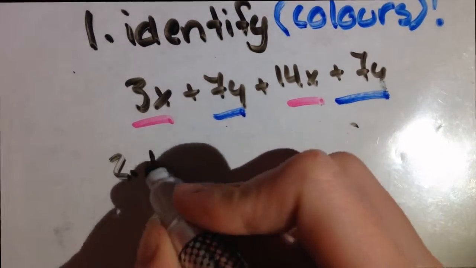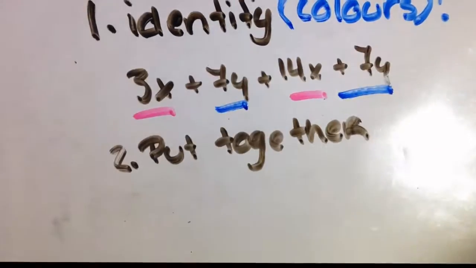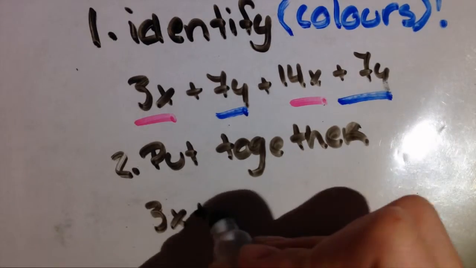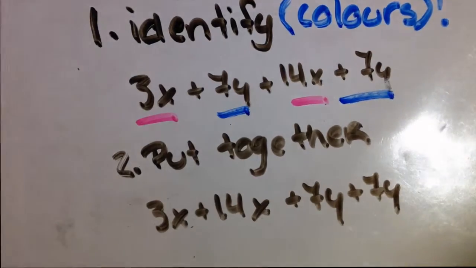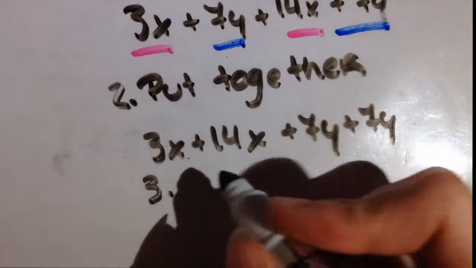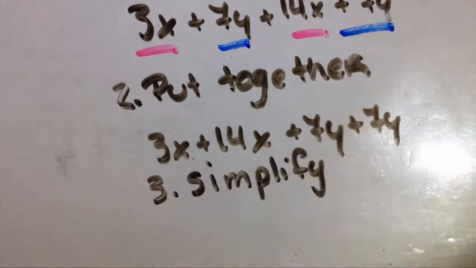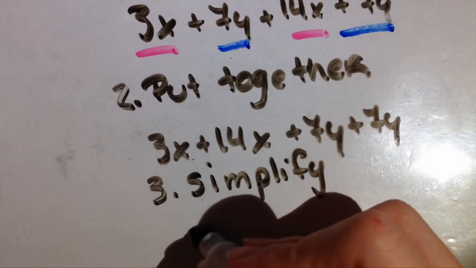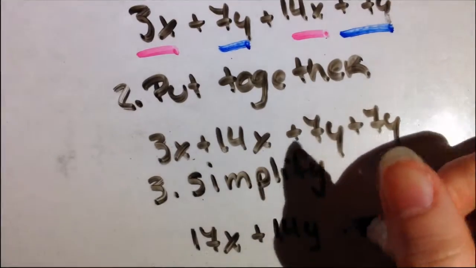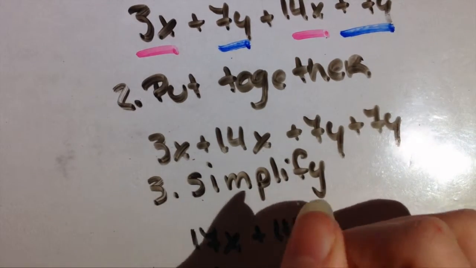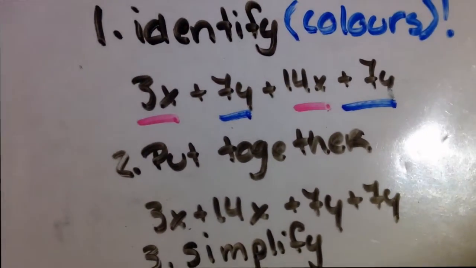So the second step of this process is called combining like terms, but I like to call it when you put them together because that makes the most sense. So this would be when you would add 3x and 14x and 7y and 7y. So the third and final step is to simplify. So this would actually be adding 3x plus 14x, which would give you 17x, and 7y plus 7y, which would give you 14y. And this equation is now at the simplest form. And we're all done.